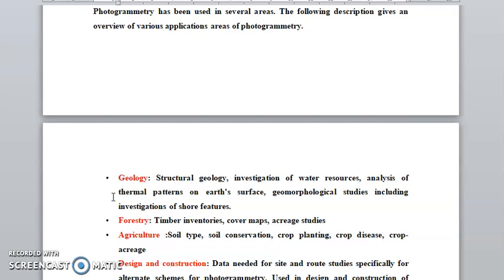Second one, forestry: timber inventories, cover maps, accuracy studies. In forestry, these are the main uses of aerial photography. Next one, agriculture: soil type, soil conservation, crop planting, crop diseases, crop acreage.